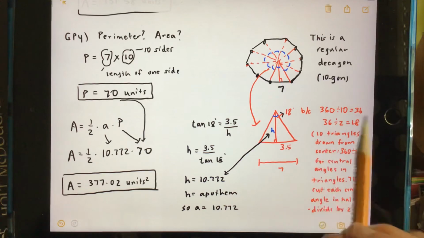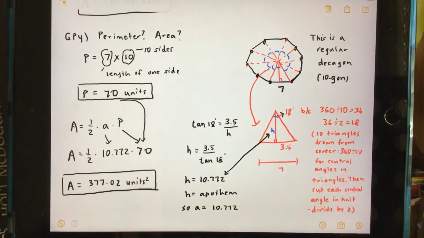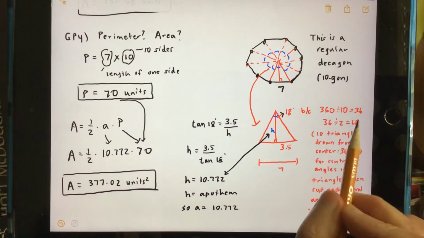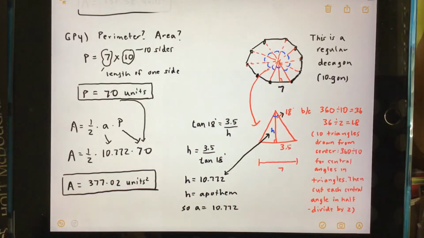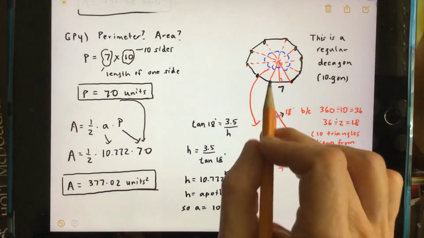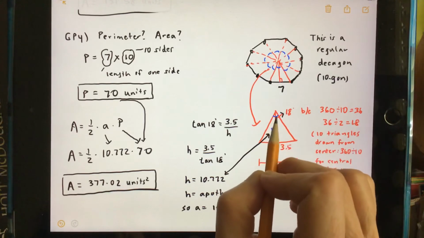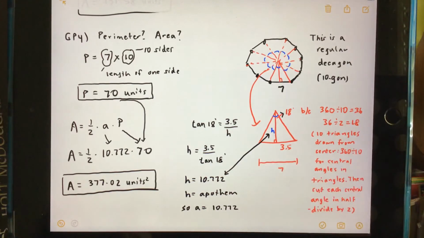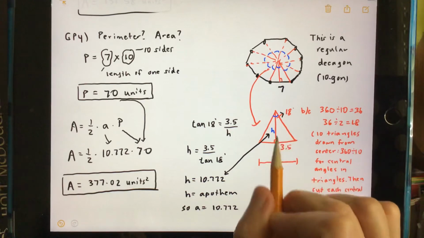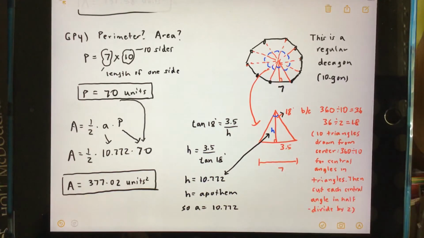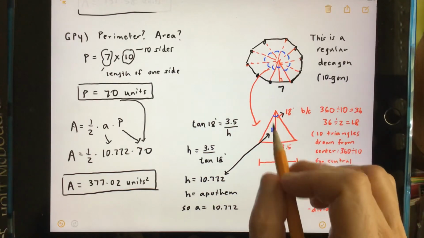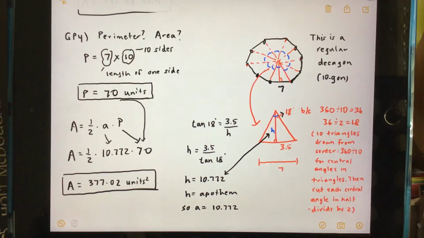So we're going to have to take 360 degrees all the way around that circle, and we're going to have to split it into 10 pieces. 360 divided by 10 is 36. So for any one of these triangles that are in here, that center angle would be 36 degrees. So when I pull one triangle out, there's 36 degrees right here. But I have to cut it in half to get 18 degrees, so I actually can find the apothem, which I'm calling H here. They hide this triangle. I'm going to work with only this half triangle here. Okay, so 360 divided by 10 is 36.